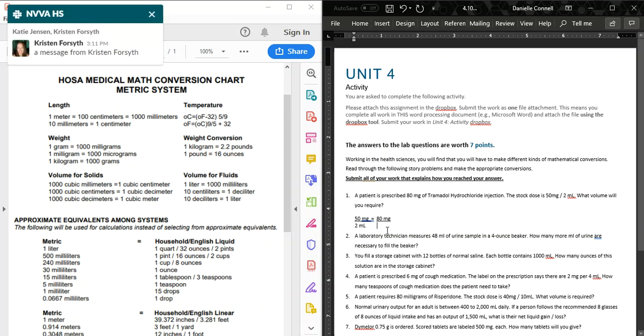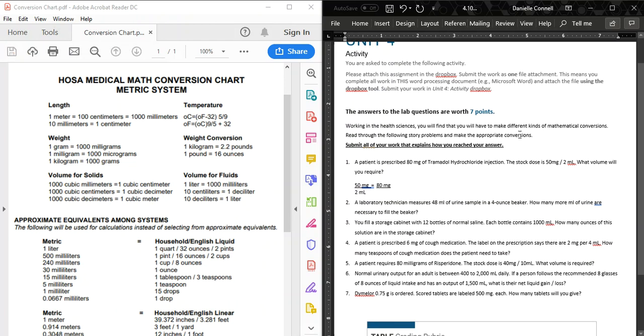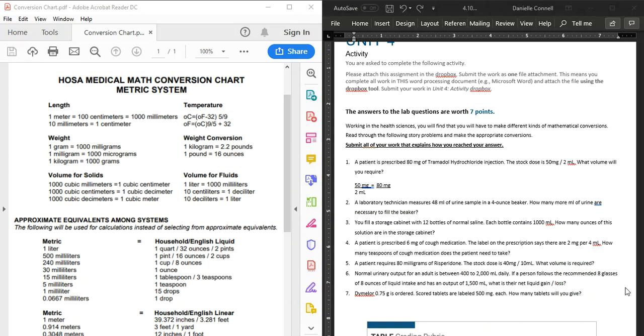So how do you solve a proportion? To solve a proportion, you do something called cross multiplication and division. When you do cross multiplication and division, you basically cross over the equal sign, so 80 times 2, and then you divide by 50.